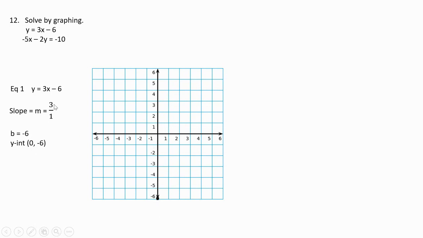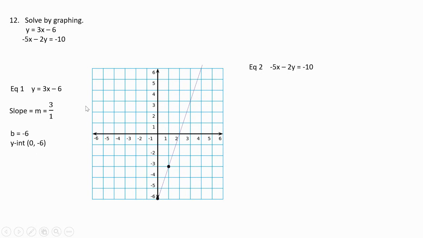So we start at 0, negative 6, which is right about here. It's a rise over the run, so I'm going to go up 3 and 1 to the right. 1, 2, 3, and 1 to the right. So it'll be about right there. To graph a line, we only need 2 points, so we already got them. So let's connect the points. So that's my line.